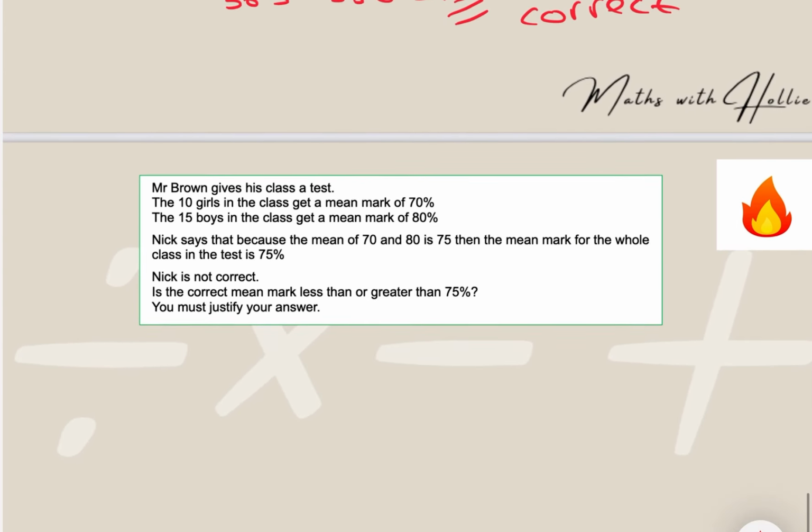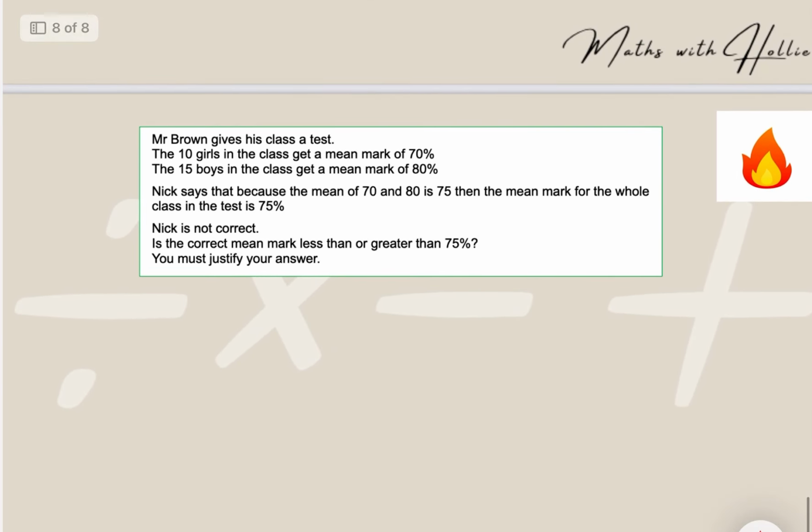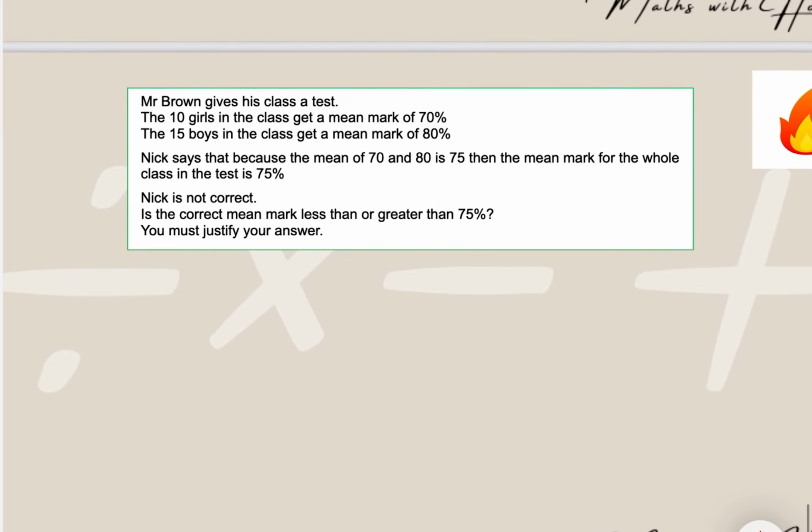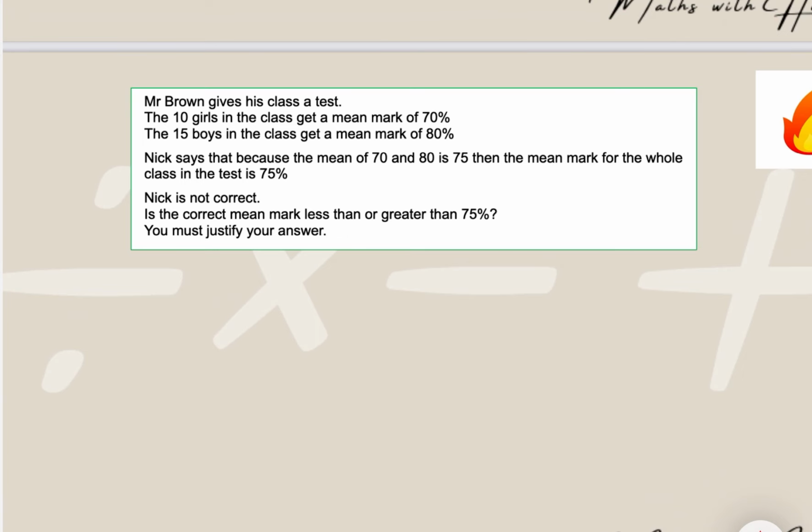Right, the last question I'm going to look at then is this one. So we have Mr. Brown gives his class a test. So if you want, have a little go at this question. It says there's 10 girls in the class and they have a mean of 70%. There's 15 boys in the class that have a mean of 80. So Nick says, well, that must mean the class's average is 75. So it looks like he's added them together and divided by 2. This is not right. That is incorrect. And we have to say, is the actual mean of the whole class more or less?